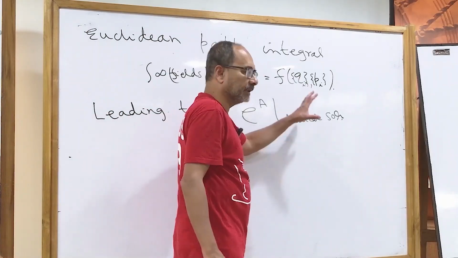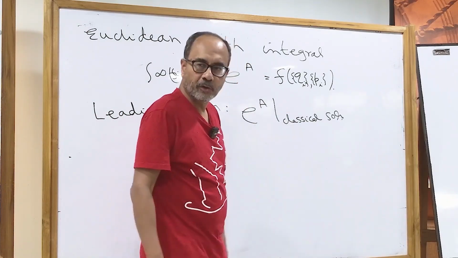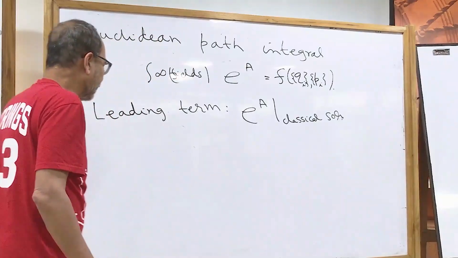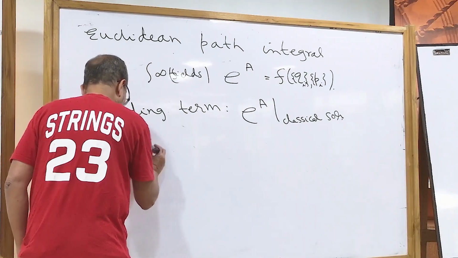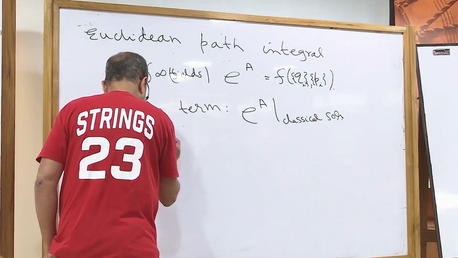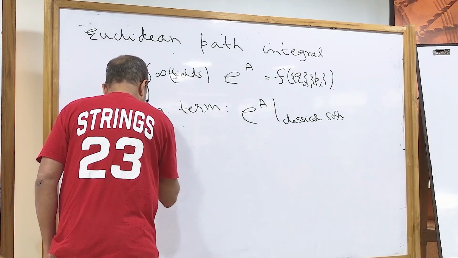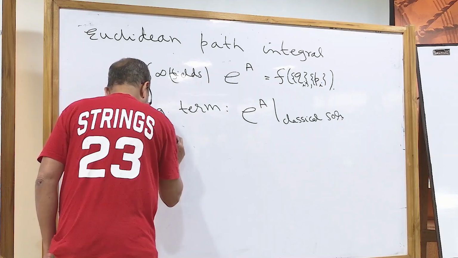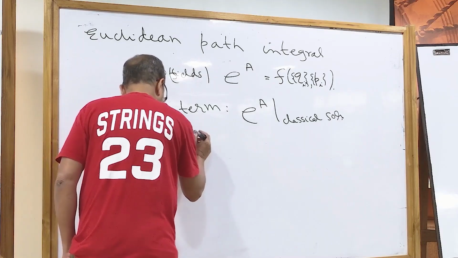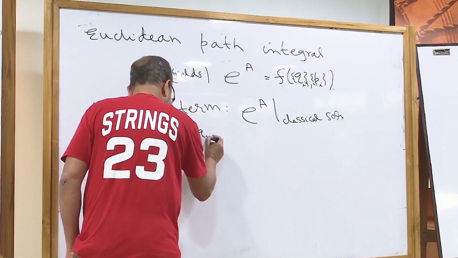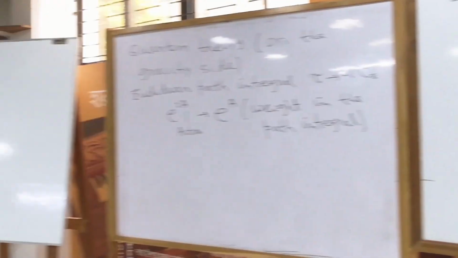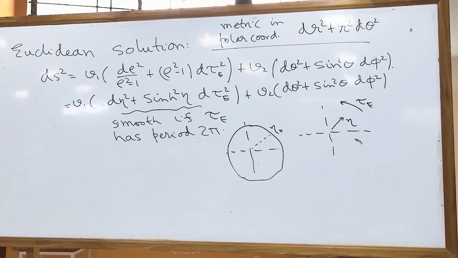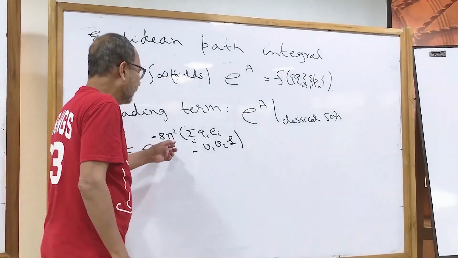When one does this calculation carefully, I think I will not have time to do this carefully, one finds that this leading term takes the form of e to the power 8 pi square, sum over I of q_i e_i minus... Okay, this 8 pi square basically comes from the angular integral.